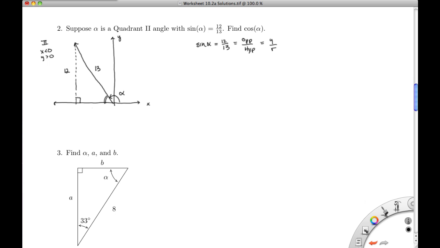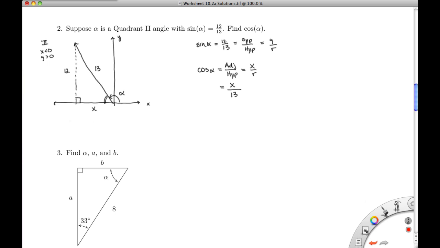Now what we don't know is this side just yet, and that's going to be helpful because to find the cosine of alpha, we know that the cosine is defined as the adjacent side divided by the hypotenuse, or x divided by r. In this case, we don't know what the adjacent side is. We'll just call it x, but we do know that the hypotenuse is 13. So how do we get there? Well, we're going to use the Pythagorean theorem to get us there.